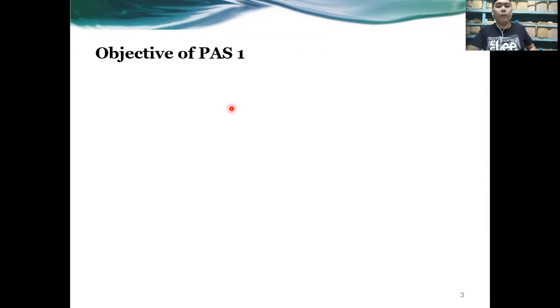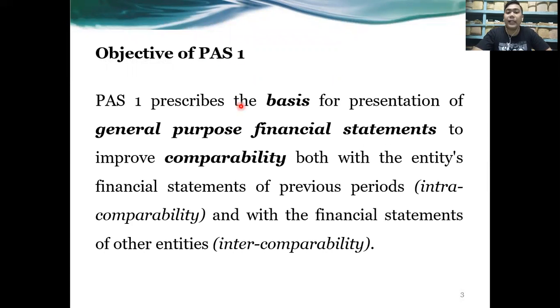So what is the objective of PAS 1? As future accountants, you should know what PAS 1 is and what it is in the standards. You should know it automatically. The title of PAS 1 is presentation of financial statements. PAS stands for Philippine Accounting Standards. PAS 1 prescribes the basis for how to present our general purpose financial statements. So the coverage of PAS 1 is only general purpose financial statements.